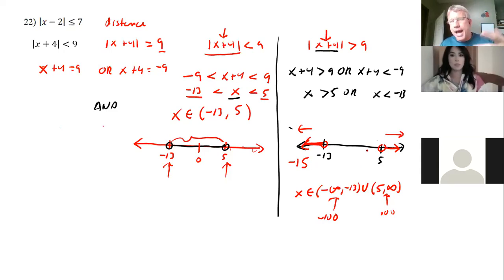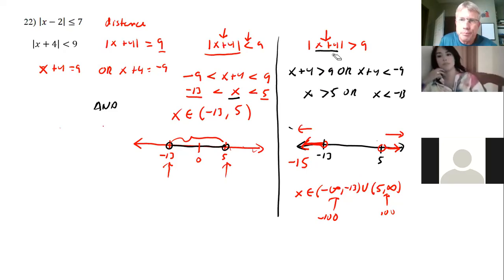So it's really a matter of thinking about what that symbol means and understanding you're talking about distance. I want the distance to be less than 9 units from 0. Well, that means I need to be around 0, right? I'm going to be between here and here. If I step outside of that, then I get distances that are greater than 9 units from 0 when I plug them into the absolute value.